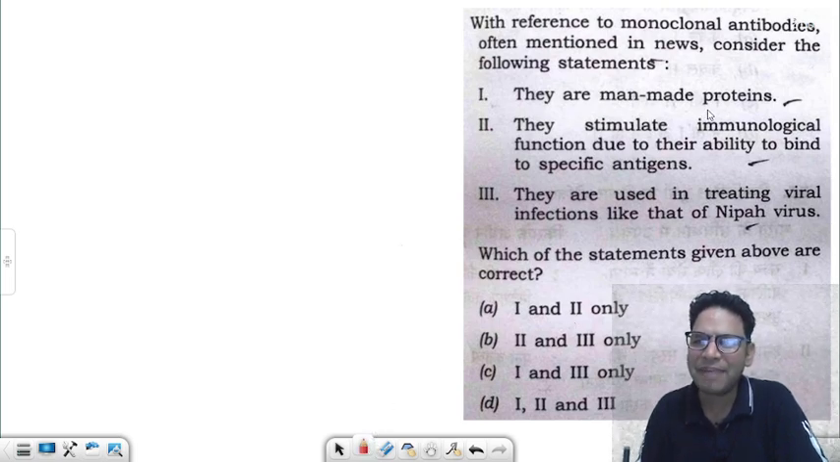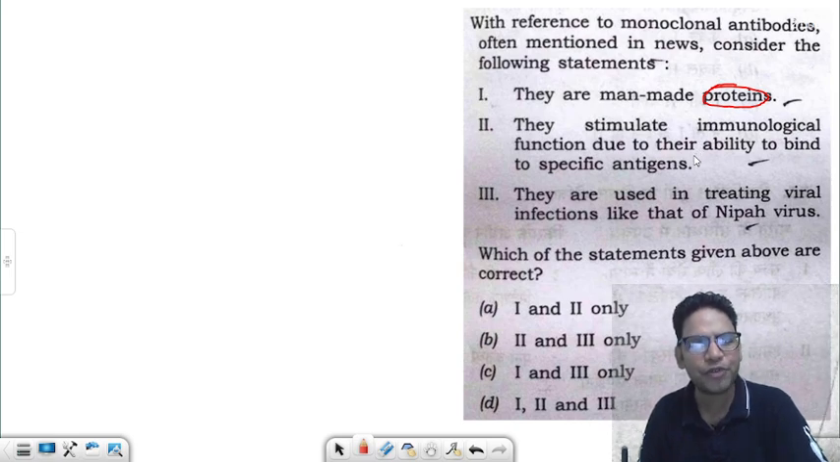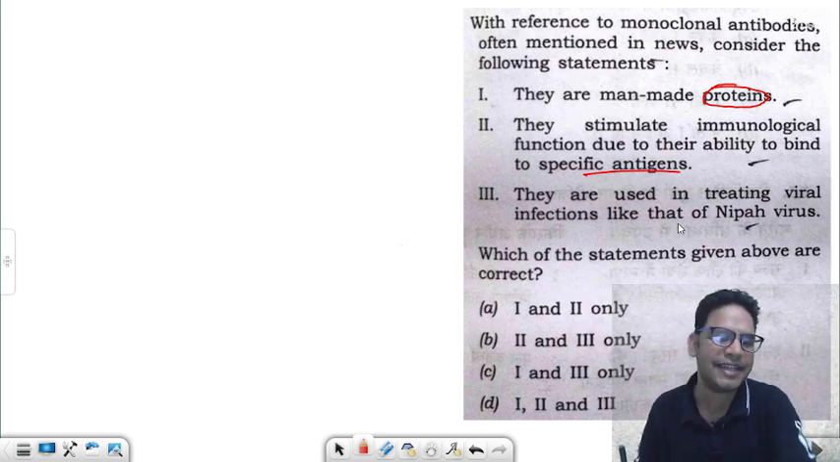First, they are man-made proteins. There is the word protein. Second, they stimulate immunological function due to their ability to bind the specific antigen. And the third statement, they are used in treating viral infections like the Nipah virus. So before solving this question, let's get into the details of this topic.